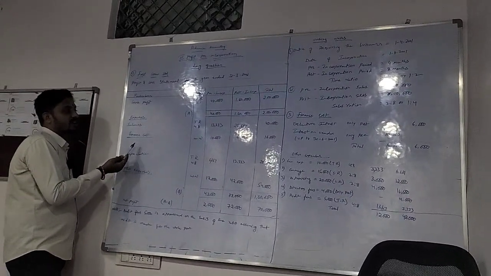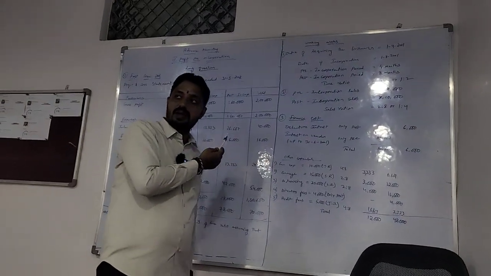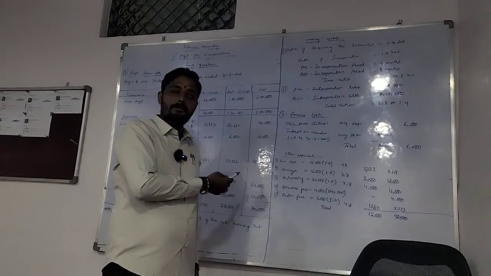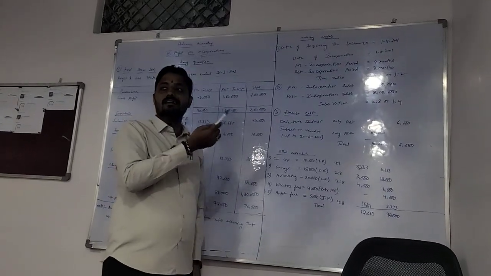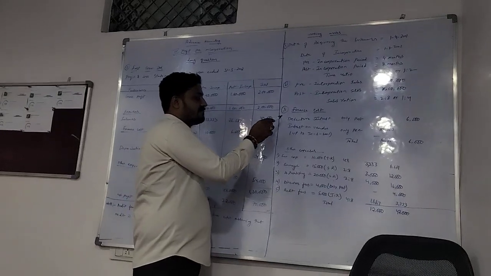After this, the financial cost. The financial cost we will do under the working notes, sir. Sir, without working notes also we have to prepare it in the format, but try to understand clearly. That is the only reason we prepare the working notes.